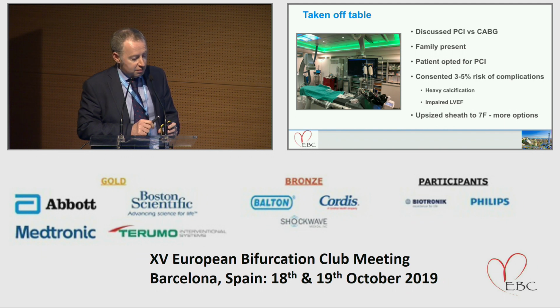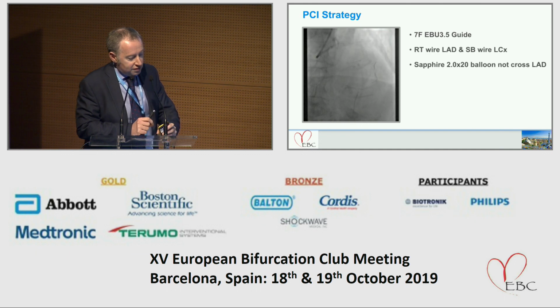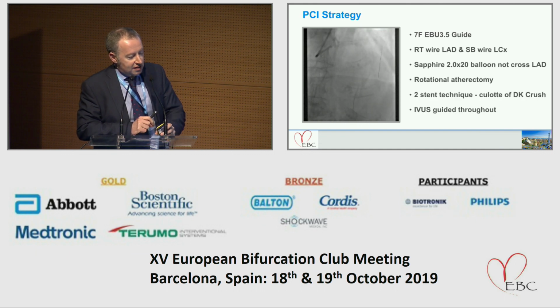So we decided to go ahead with PCI, offered her about a 3 to 5% risk of complications, mainly based on the calcification and, of course, some impairment of LV function. So brought her back to the cath lab, upgraded the sheath to a 7 French, give us more options. And my intention was probably to rotablate, but I wanted to see how a balloon would travel, and a low-profile balloon wouldn't even cross into the LAD. So that confirmed I needed to debulk with rota.